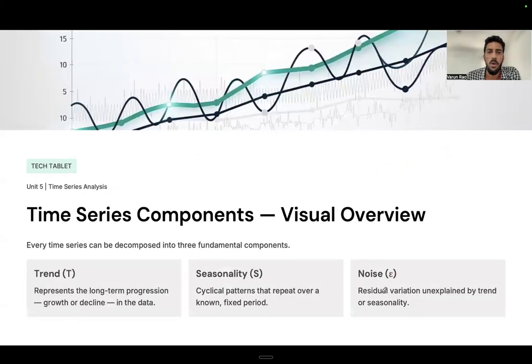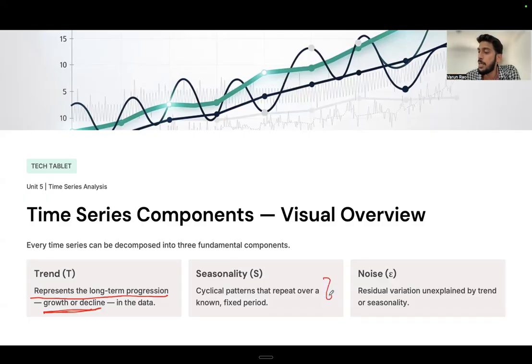Right? Now going forward, what are the different components involved in time series, just to have a basic level? Trend, as you have seen, represents the long-term progression, the growth or decline. A lot of people assume that a trend is only growth, but even if it is decline, it is still called a trend. Then you have seasonality.